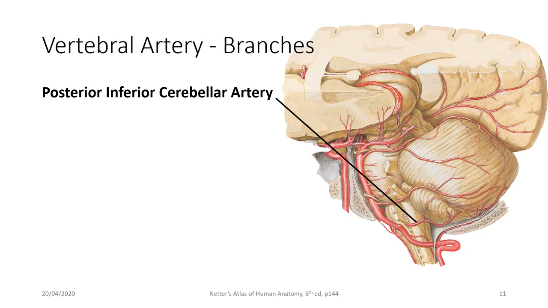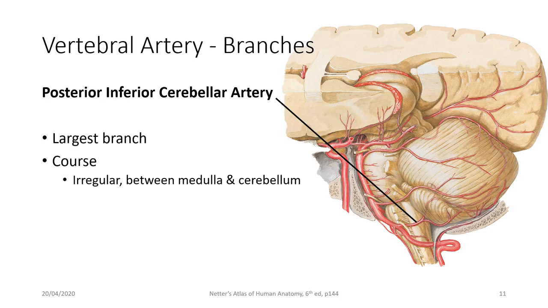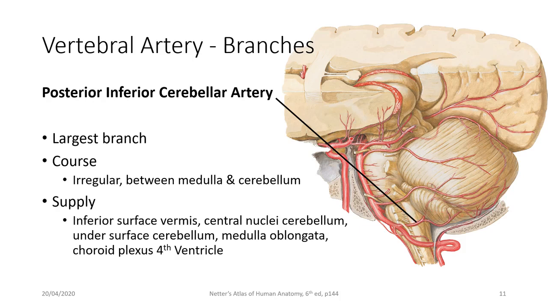Then there is posterior inferior cerebellar artery. Here you can see it, and it is the largest branch of the vertebral artery, and it has an irregular course between medulla in front and cerebellum behind, and then it runs on the inferior surface of the cerebellum. It supplies various areas, like here by passing through it supplies the lateral surface of medulla, and then here it will supply the vermis and central nuclei of cerebellum, like it's in the midline.